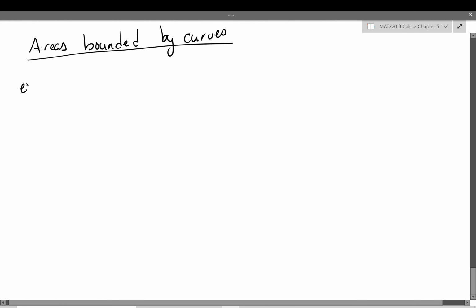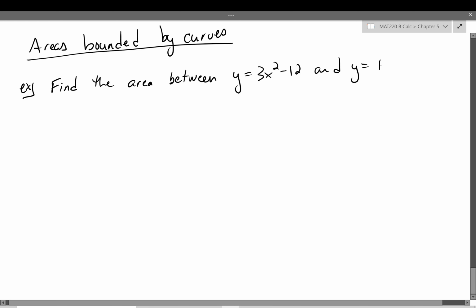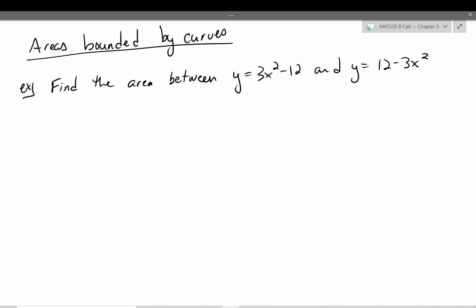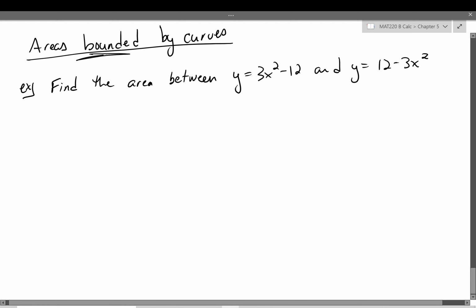So, find the area between y equals 3x squared minus 12 and y equals 12 minus 3x squared. Okay? So, let's pretend, for example, we didn't have a graphing calculator. Here's what we know. We know that if these two curves are bounded, which means they cross, that means they have to intersect somewhere. Where do they intersect?